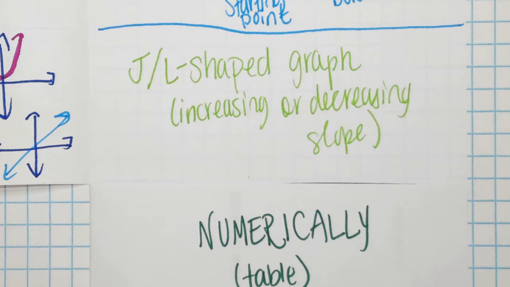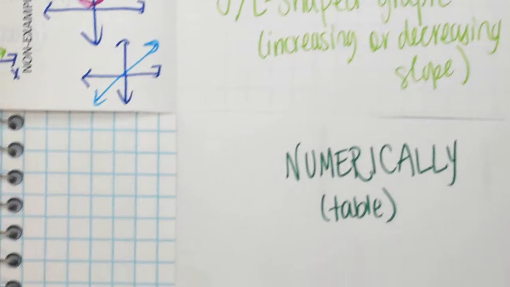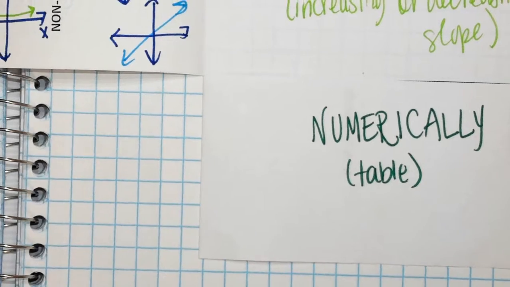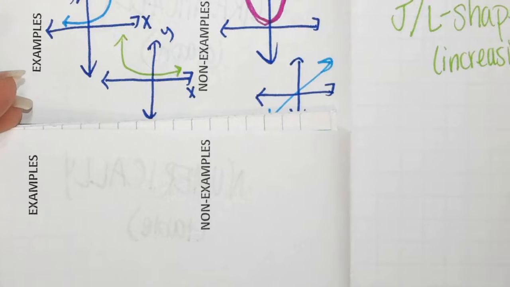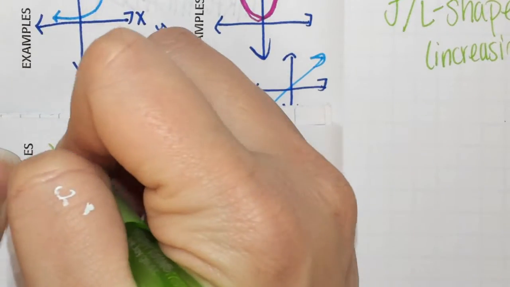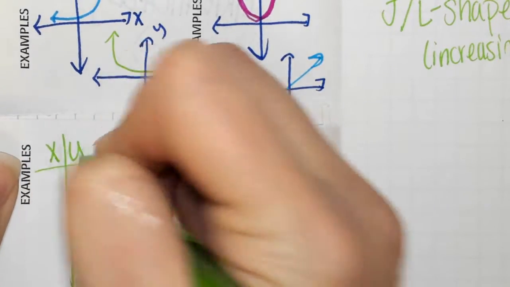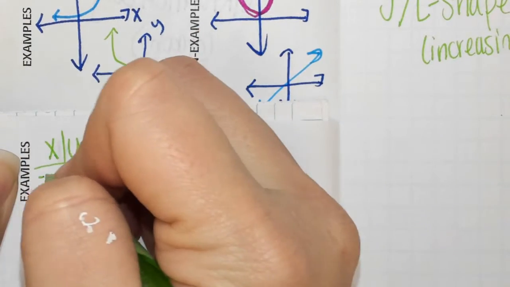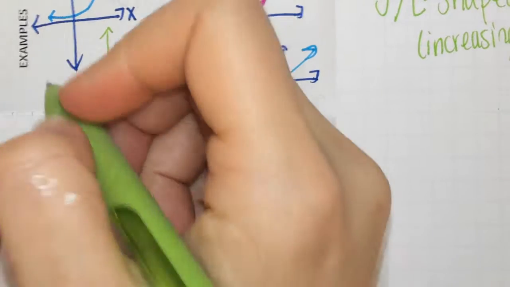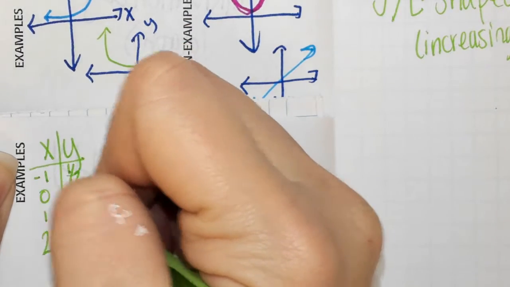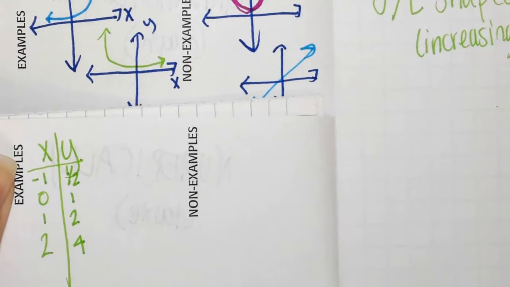Okay, so now that we have identified the noise that birds make, we're going to go on to numerically and talk about what t-tables look like. Are we ready? So we can have t-tables look two different ways, and it's either going to be increasing by multiplication or division. Now our first t-table, I want you to tell me what you think it's increasing by. So my x values are going to be -1, 0, 1, and 2. And my y values are going to be 1/2, 1, 2, and 4.